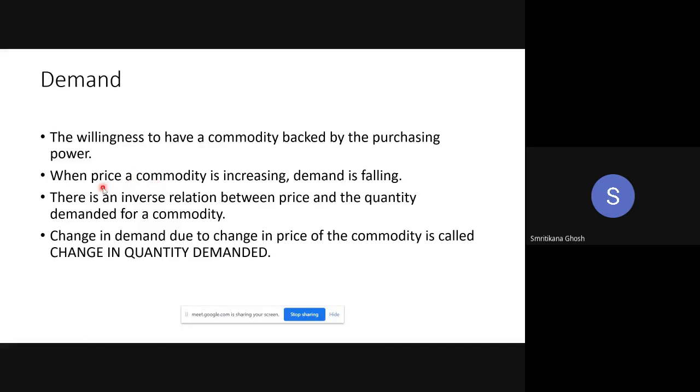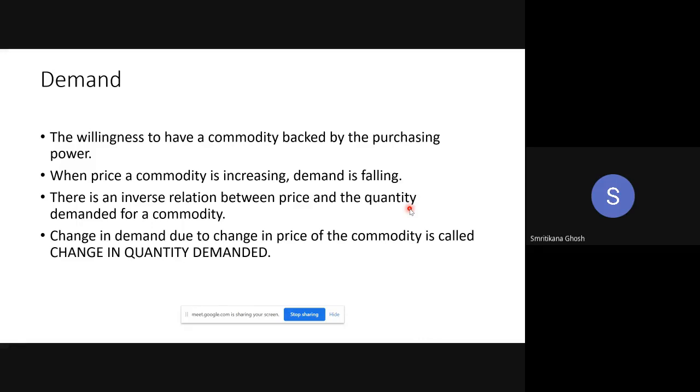So what we can see is that when the price is increasing, the demand is falling. When the price is falling, demand is increasing. So they are going in the opposite direction. If one is increasing, another is falling. If the first one is falling, then the second one is increasing. As they are going in the opposite direction, this is called inverse relation. So we can say there is an inverse relation between the price and the quantity demanded. Remember that term, quantity demanded for a commodity.